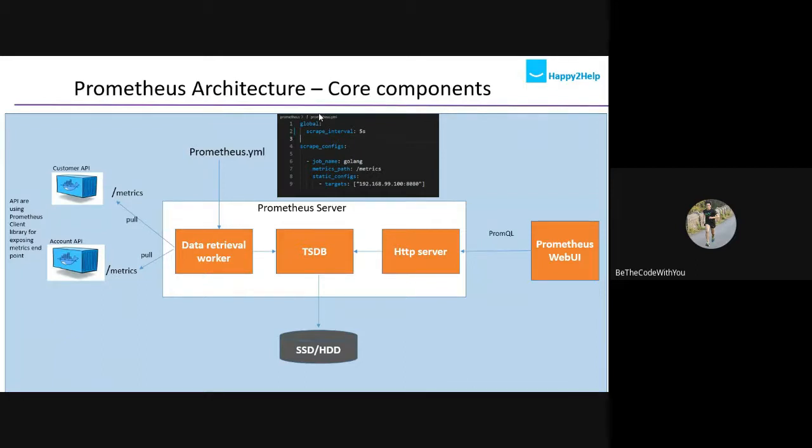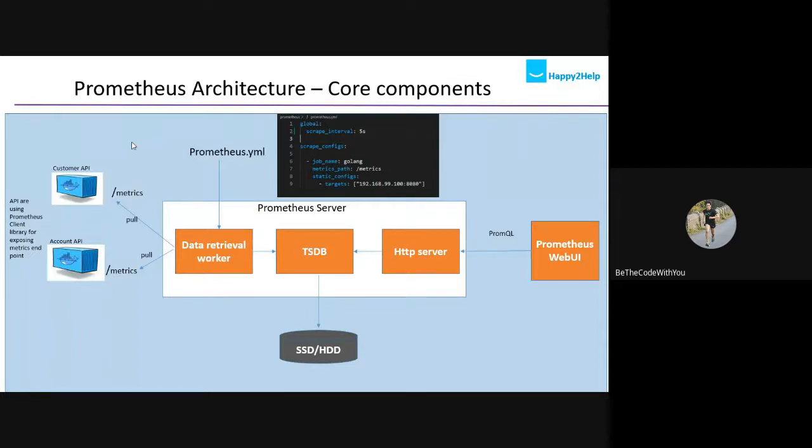It will pull the metrics and store them into the database. So this data retrieval worker will pull from this container API, and these APIs are using the Prometheus client library for exposing the metrics. I'll show you in the show me the code section how you can use the client library. At the moment, it supports Go, Java, Python. I think there is one more. There are 4 or 5 client libraries supported by Prometheus.